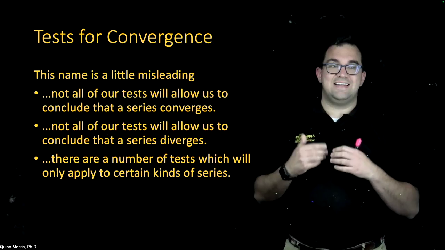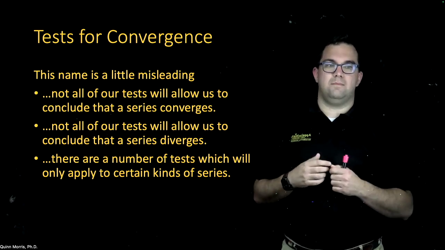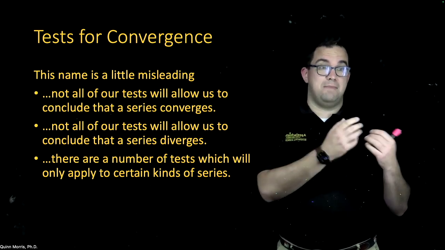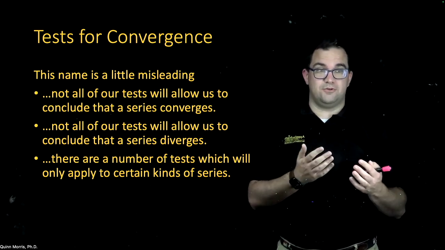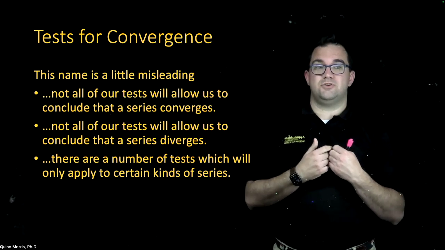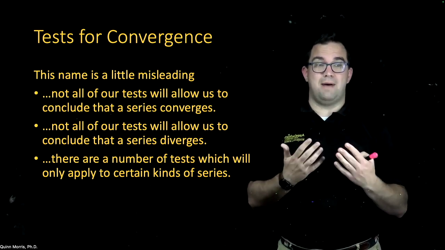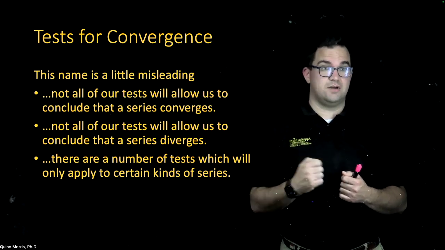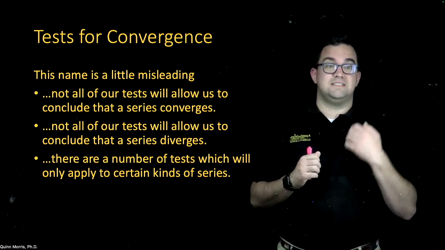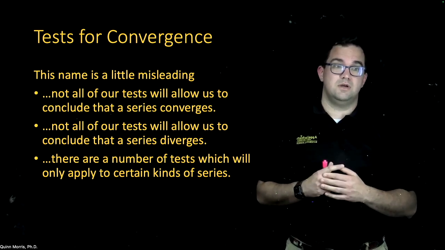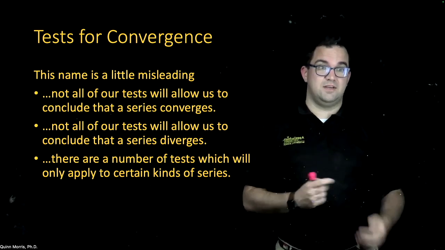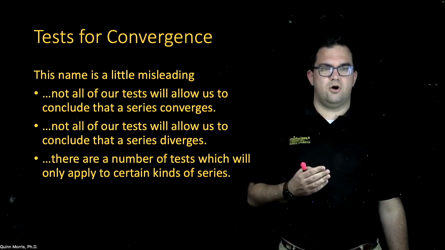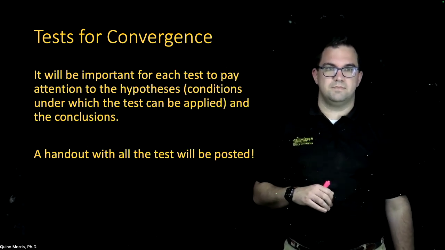So when I say a test for convergence, what I really mean is a type of test that may apply to some particular types of series and may help us to determine something about convergence. It could help us determine that a series does not converge. It could help us determine that a series does in fact converge. It may only apply to very limited types of series. But again, we're going to roughly lump all these together and call them tests for convergence.